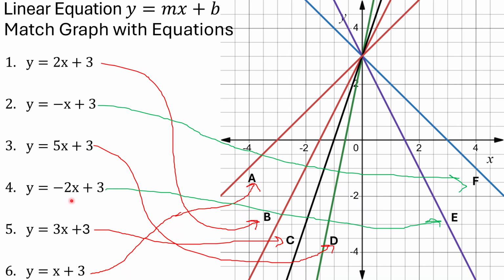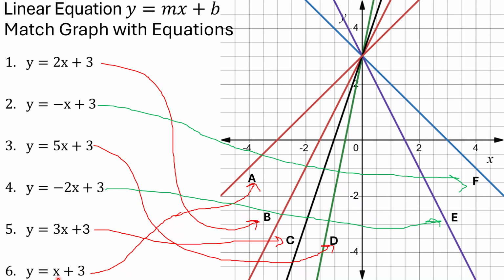Equation 4 is associated with line E. That should have a slope of -2. So let's pick a point across the x-axis. Go down 2, 1, 2, go to the right 1. So that matches. And then let's do the last two equations. For equation 5, we have a slope of 3. So that's associated with line C. So let's pick this point right here. Let's go up 3, 1, 2, 3. And then let's run in the positive x direction, 1. So that matches as 3.